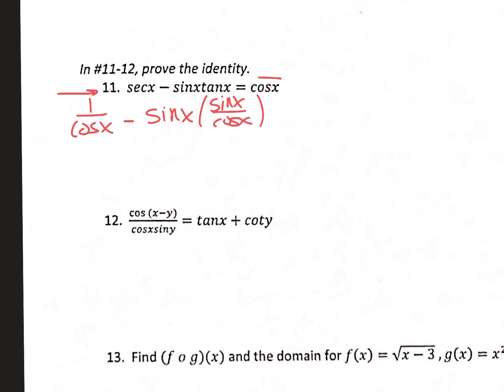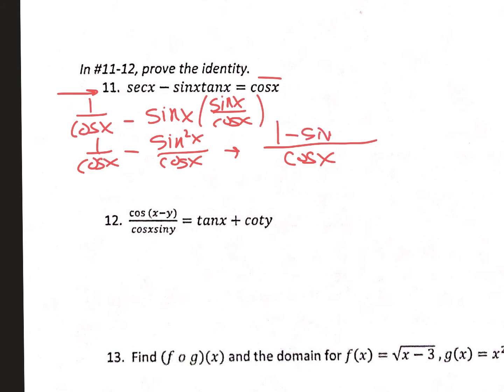Now, always, once you do that, do the math. What I see is a subtraction and a multiplication. You've got to multiply first. So if I multiply sine x times sine x over cosine x, I get sine squared over cosine x. Notice the denominators are the same. Because of that, I can make it one big fraction and put the 1 minus sine squared. That's supposed to say sine squared up there. 1 minus sine squared is cosine squared.